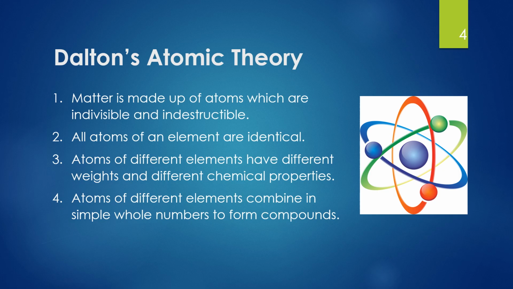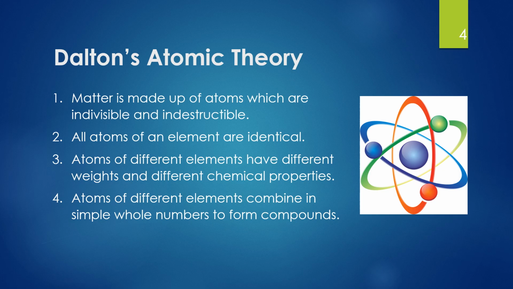Now looking at postulate number 2. All atoms of an element are identical. So when you're looking at the periodic table, which is made up of elements, and you pick an element off the periodic table, so say you pick oxygen. What postulate 2 is saying is that all atoms of oxygen are identical, just like all atoms of hydrogen are going to be identical.